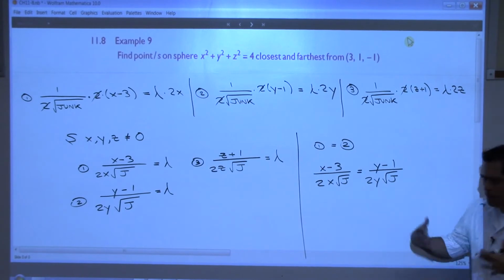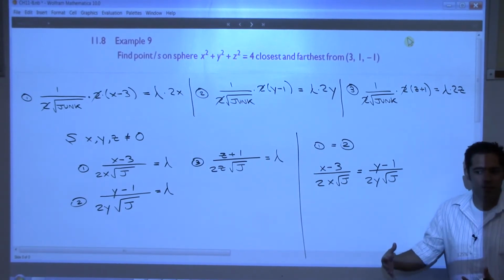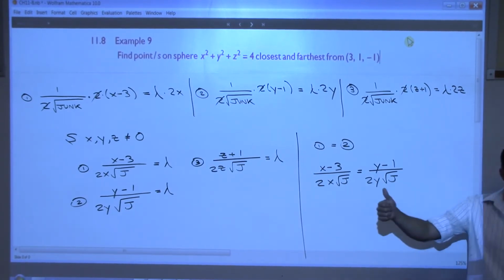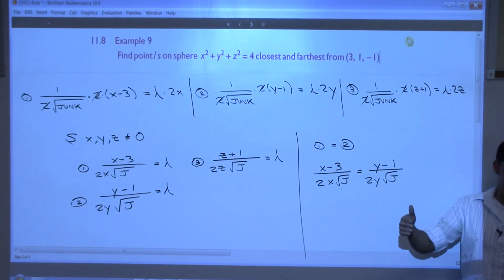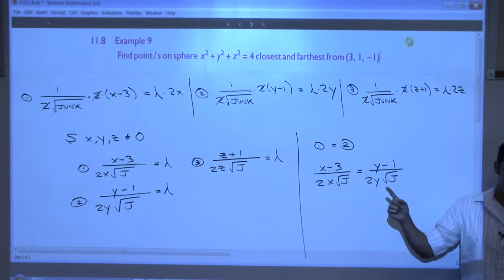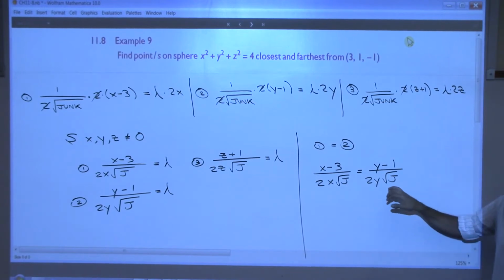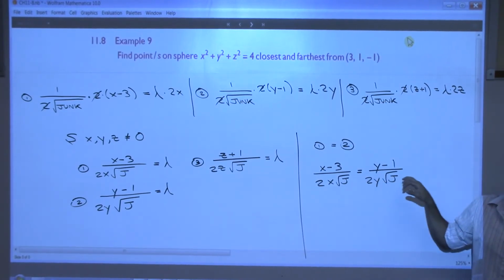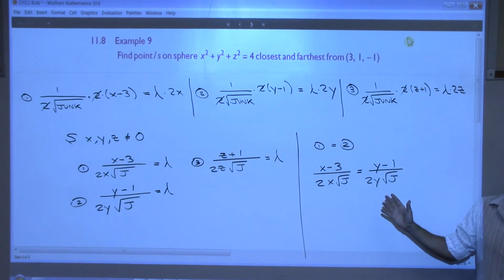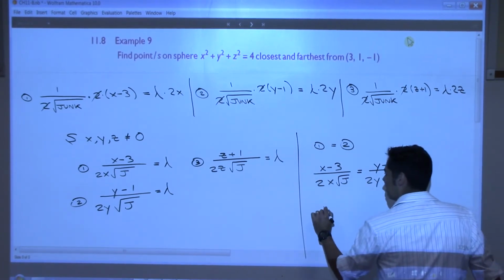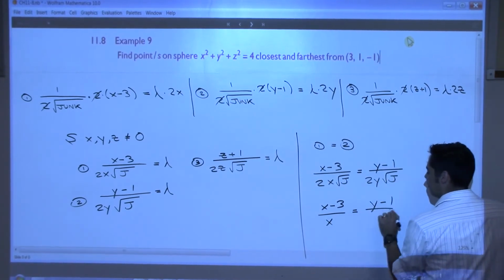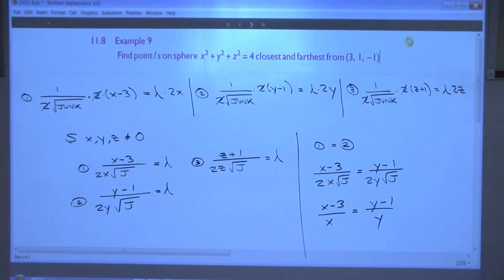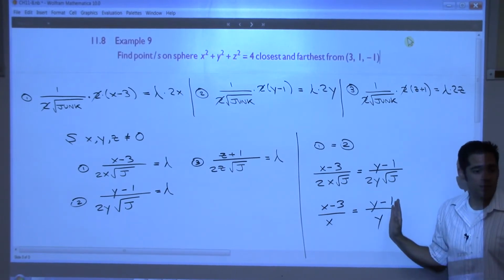What does the root of the junk represent? Go back to where it came from. It's the distance between x, y, z, and that point, right? Can that distance ever be 0? Not if we're on the sphere, right? Unless that point lives on the sphere, but I don't think it does. So we're safe to multiply both sides by root junk here. And we can multiply by 2, couldn't we? So it's going to look a little nicer right now if I just go to this. Right? Now, can I multiply both sides by x?